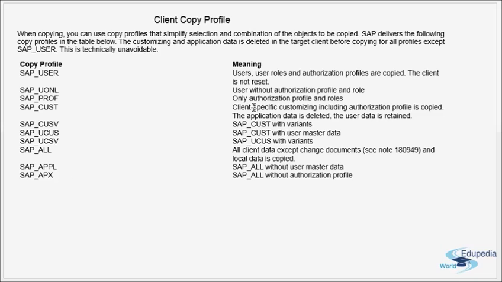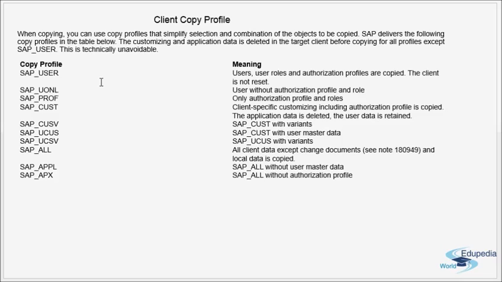So when we do a copy, if it's a newly created client, then it's not a problem, you can copy directly. But if the client already exists, then first the customizing and the application data is deleted, and then the new data is copied, except for the profile SAP_USER. So that is about the different profiles. When you initiate a client copy using different transactions, in the next screen I'll tell you what the different transactions are which are used for client copies in different scenarios.